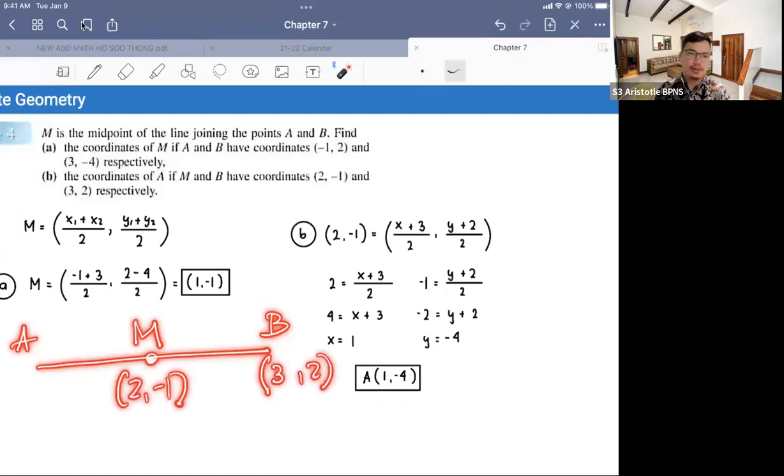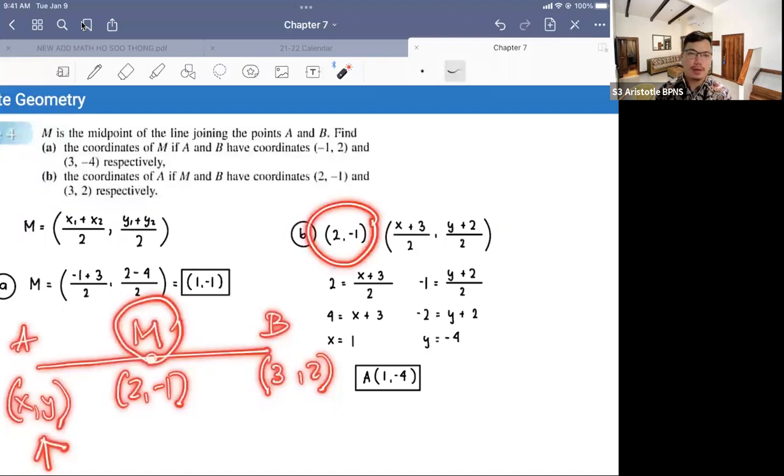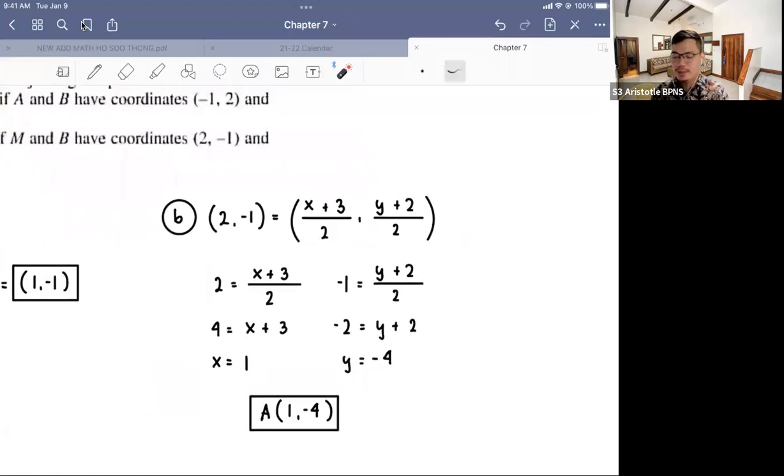The question here, class, is this. What are the x and y coordinates of point A? Or basically, what are the coordinates of point A? So this is what we need to find. Okay, so this is totally different. Now, since we know the midpoint is at 2, -1, we will use that in solving this question. So again, the coordinates of the midpoint are 2, -1.